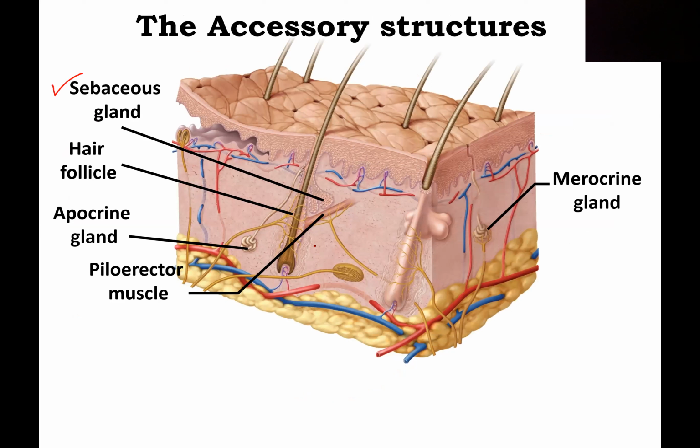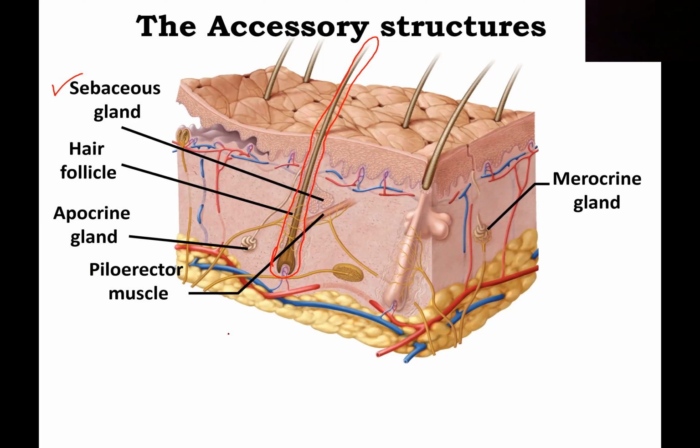The sebaceous gland is going to secrete sebum. It secretes the sebum into the epidermis and onto the hair follicles. Now, the hair follicle includes the root, the hair bulb, the hair shaft. So all of this is referred to as a hair follicle. There are different components to the hair follicle.